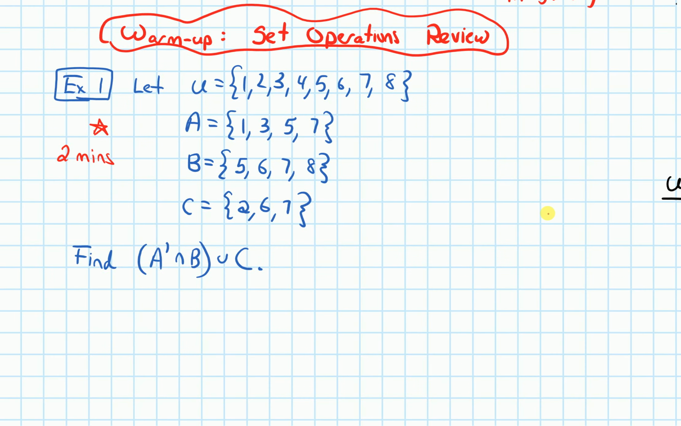In this video, we will do a warm-up question reviewing some of our set operations from section 1.1. The example says, let U be the set of integers from 1 up to 8. A is the set that contains 1, 3, 5, and 7. B is the set that contains 5, 6, 7, and 8. And C is the set that contains the elements 2, 6, and 7. The question says to find, in parentheses, A complement intersected with B, close the parentheses, and then that whole thing union with C.